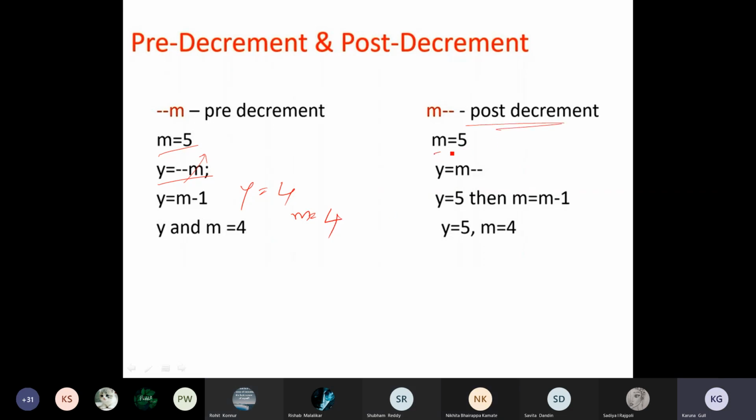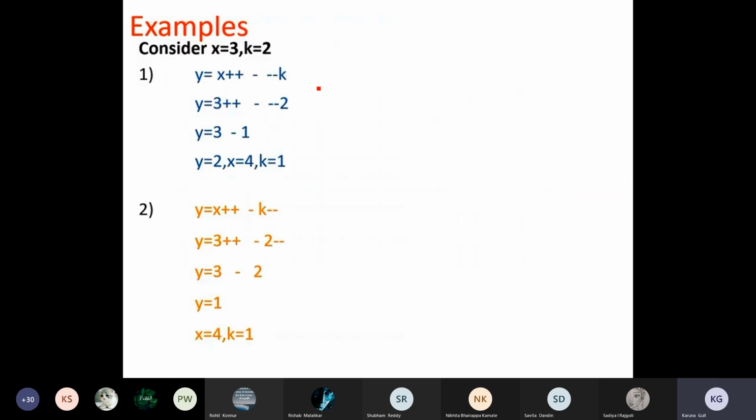So m is equal to 5, y is equal to m minus minus. What is the value of y? 5, because it is returning the same value. Then what is the value of m? 4. Afterwards it is decremented because it is a post-decrement. Clear? Yes, ma'am. Okay, let's go ahead with the next thing.